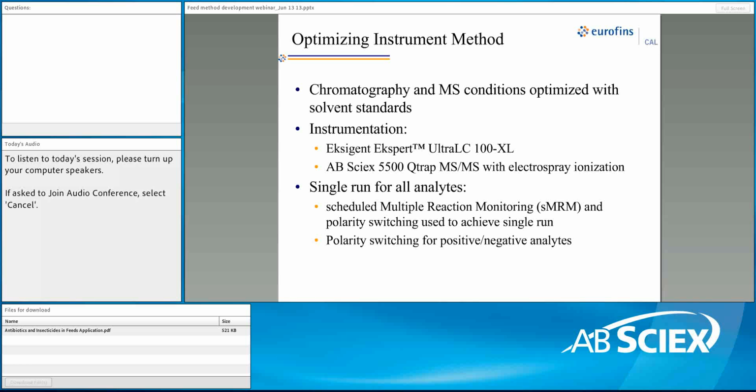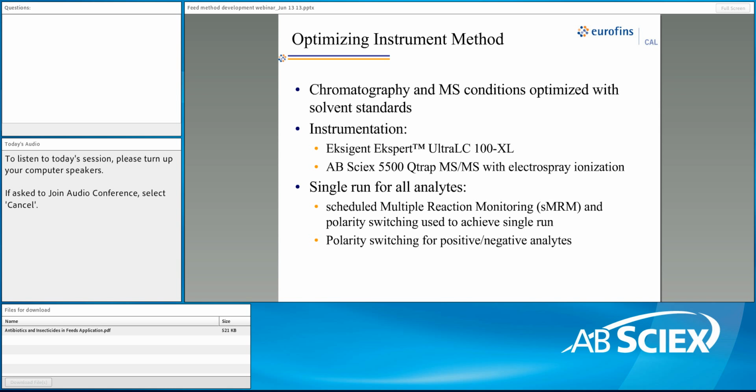So I'm going to quickly cover a little bit of background on optimizing instrument methods and the chromatography. Saeed is going to talk in much more detail about the chromatography, so I'm going to leave that to him. As I said, when we start these methods, we begin optimizing our MS conditions with solvent standards. The instrumentation that we were using for this particular study was an Exion Expert Ultra LC from AB SCIEX, and then also an AB SCIEX 5500 QTRAP that we're using with electrospray ionization.